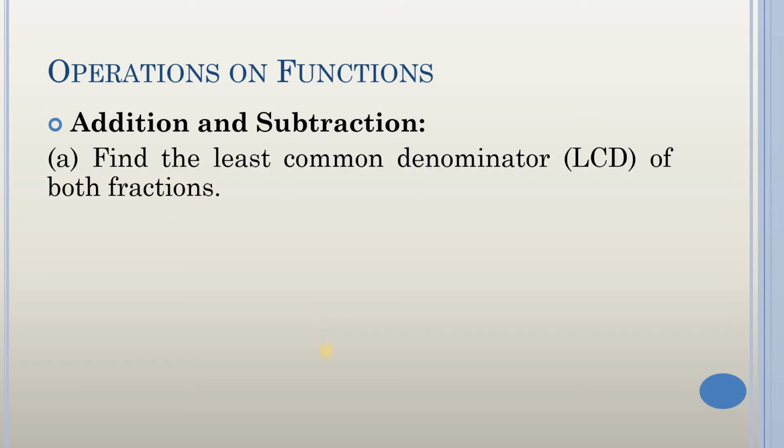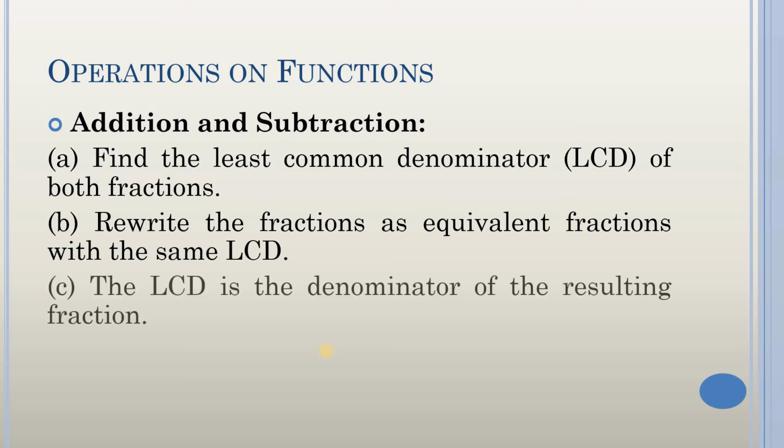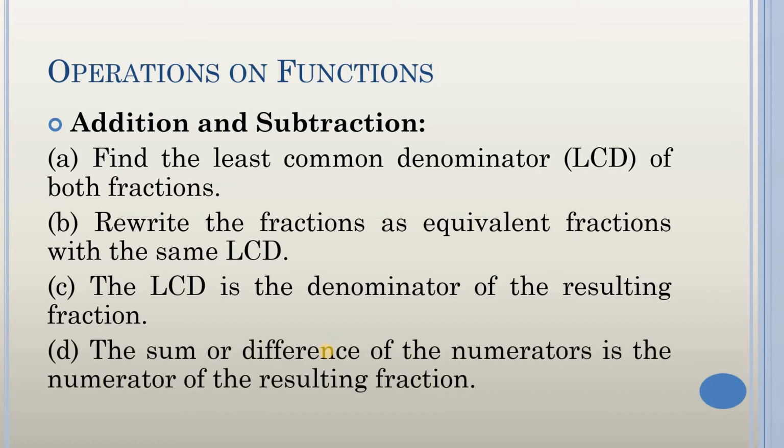For letter A, find the least common denominator, or LCD, of both fractions. Letter B, rewrite the fractions as equivalent fractions with the same LCD. For letter C, the LCD is the denominator of the resulting fraction. And for letter D, the sum or difference of the two numerators is the numerator of the resulting fraction.